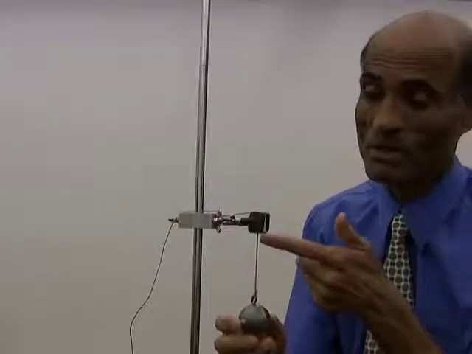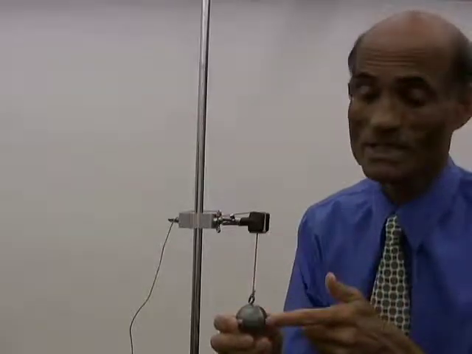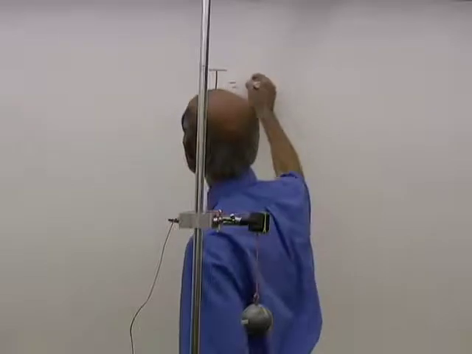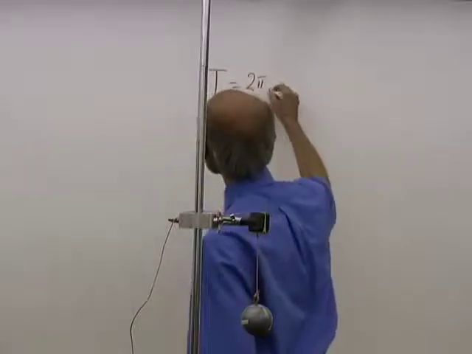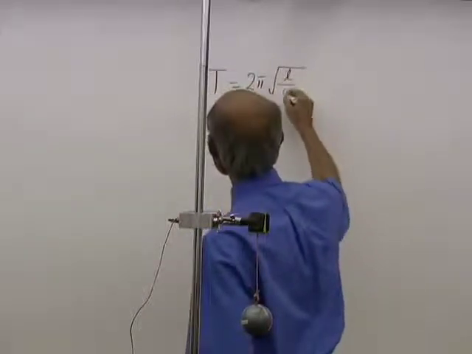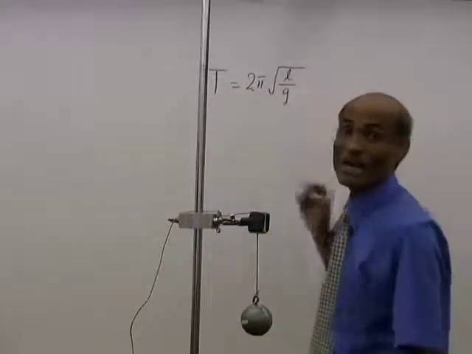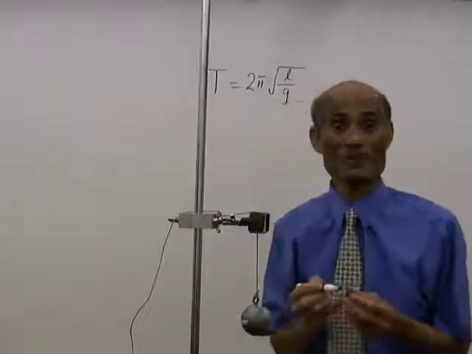This is the pendulum bob, and the length of the pendulum is from the support to the center of the bob. Now, do you recall the equation for the period of oscillation of a simple pendulum? Well, I'm sure you can recall that. The period of oscillation of a simple pendulum T is 2 pi square root of L over G, where L is the length of the pendulum and G is the acceleration due to gravity.